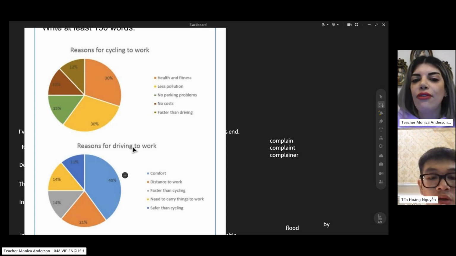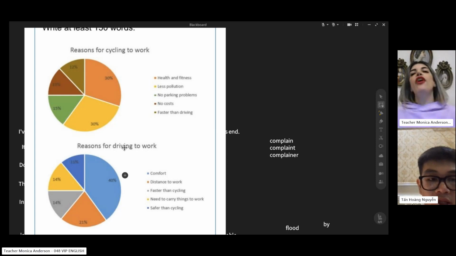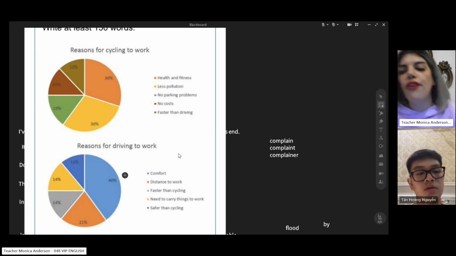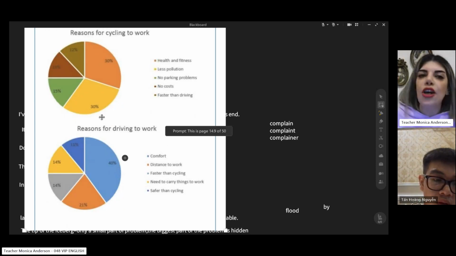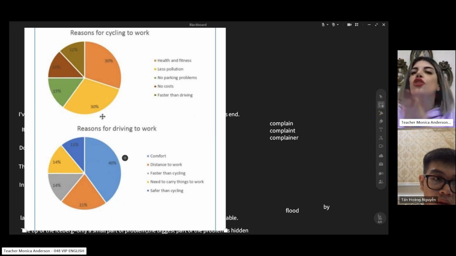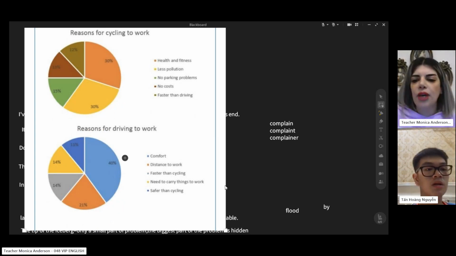Why? For driving to work, because of comfort. Of course, for comfort. So we compare these two, just this. Now, let's keep going.